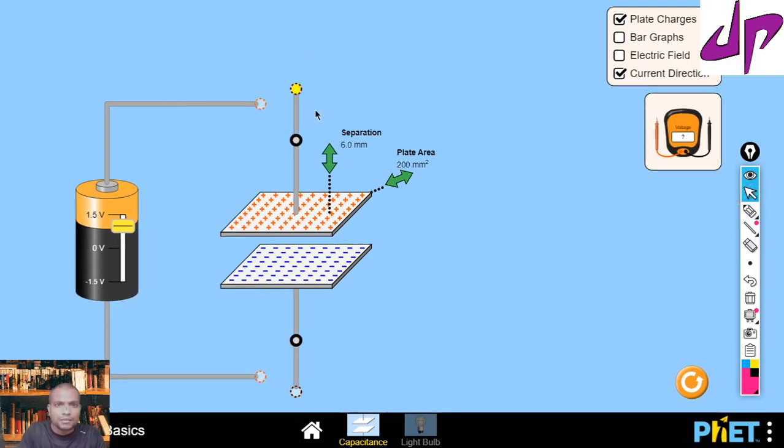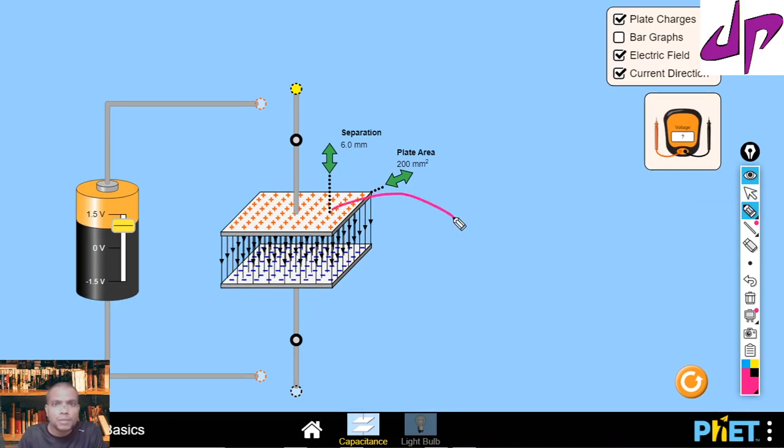Suppose I disconnect from the source. Still the electric field exists between them, because one of these conducting plates is positively charged and the other is negatively charged, as long as the charge exists. If you use something to discharge, or connect other things to discharge, until then the charge will remain on this plate.